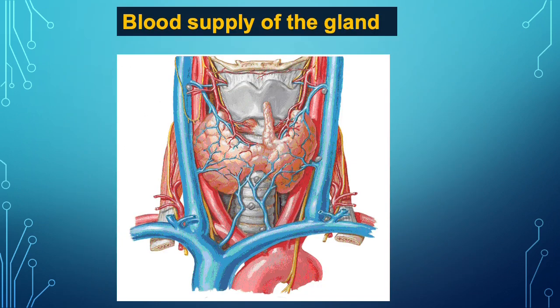Let us see the blood supply. We already took an idea about it, but let us see the blood supply of the thyroid gland. As we said, the artery that comes from above is called the superior thyroid artery. The one which comes from below is called the inferior thyroid artery. And there are veins: the superior thyroid vein, the middle thyroid vein, as well as the inferior thyroid vein.